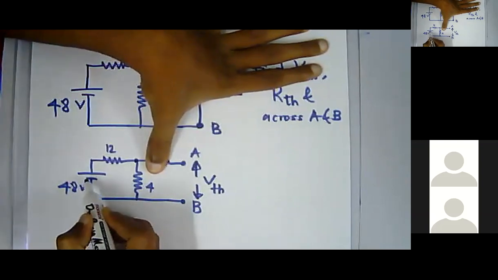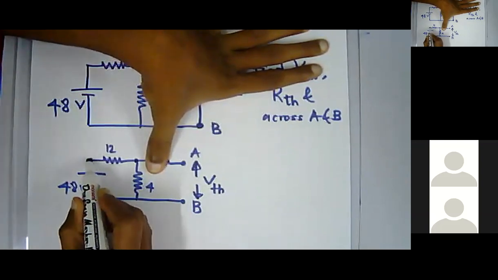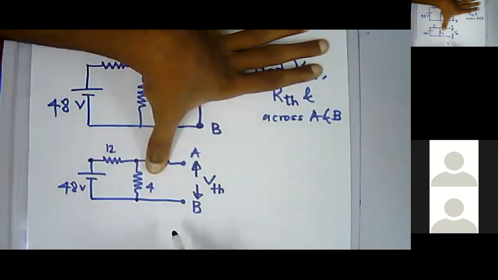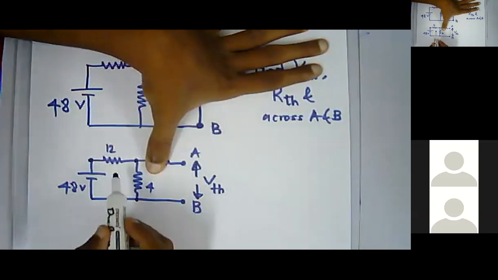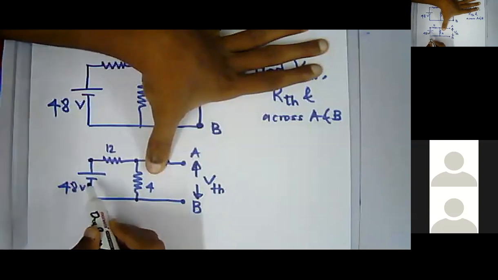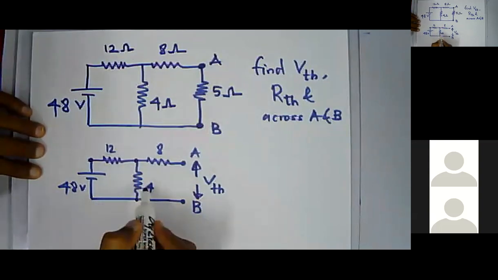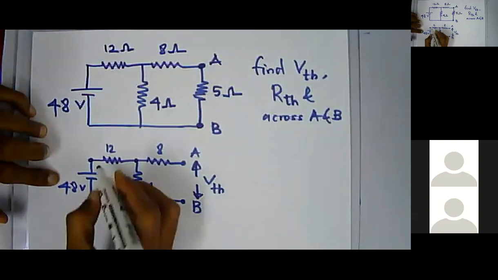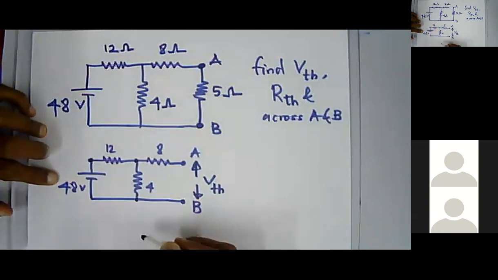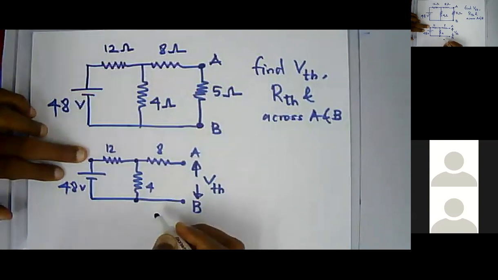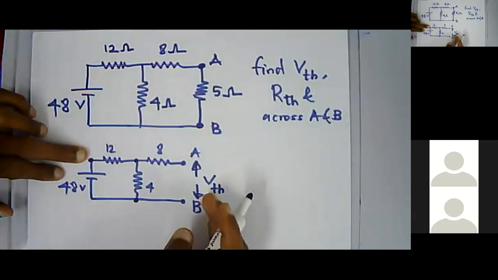So here, this 48 voltage is divided between this 12 ohm resistor and this 4 ohm resistor. So the 48 voltage is divided in the ratio of 3:1. The voltage across the 12 ohm resistor will be 36 voltage, and the voltage across the 4 ohm resistor will be 12 voltage. Am I right?